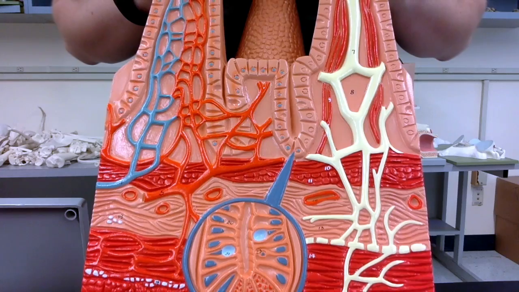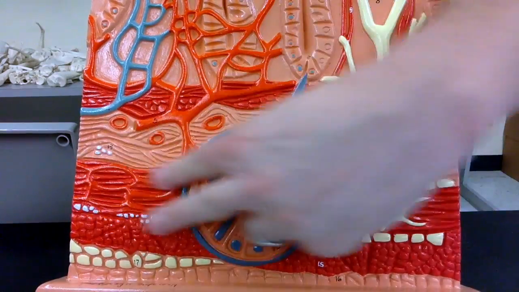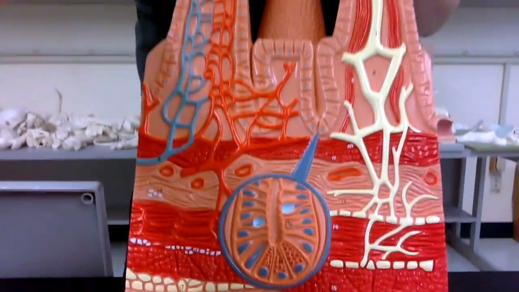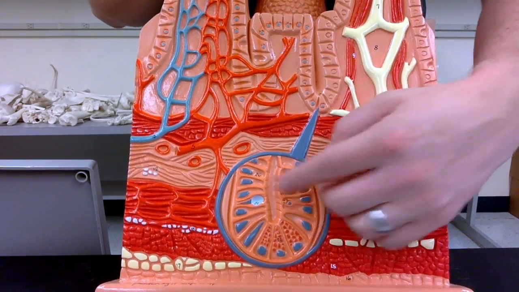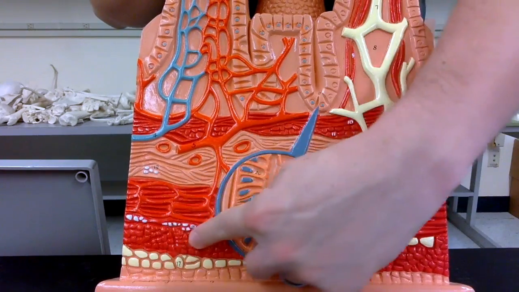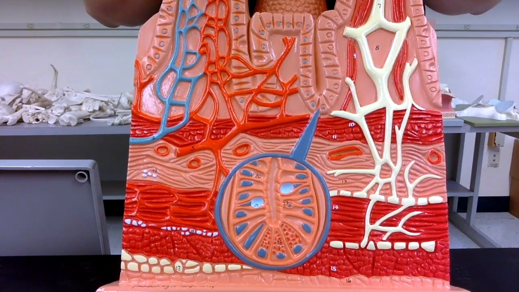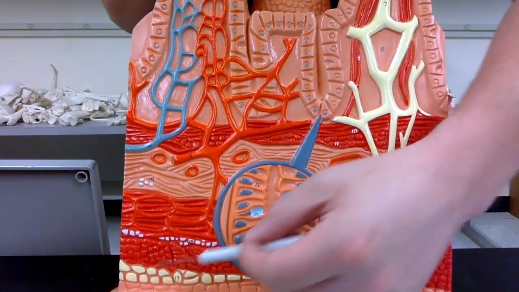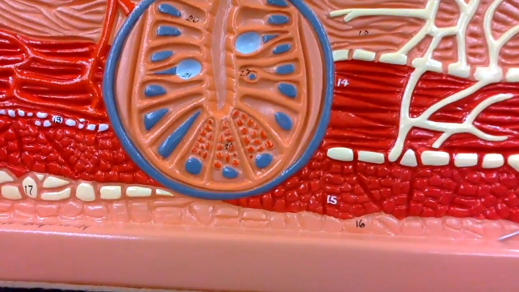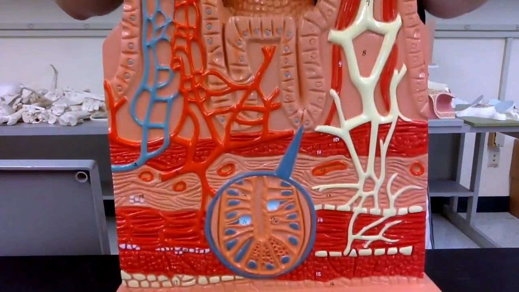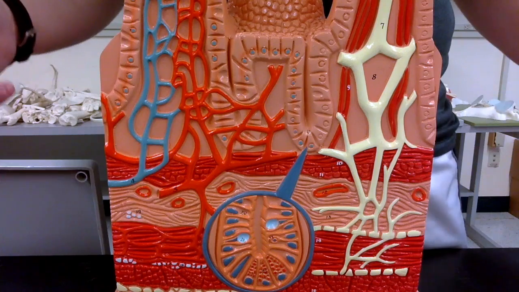Then you have the muscularis externa. So the muscularis externa includes both of these red layers. Okay. So part of the muscularis externa is broken up into two specific layers. You have the circular muscle layer right here, and then you have the longitudinal muscle layer, which is out here. Okay. Underneath the longitudinal muscle layer is going to be your serosa. So serosa is this bottom portion right there, all underneath it.